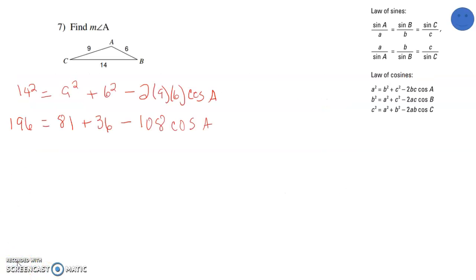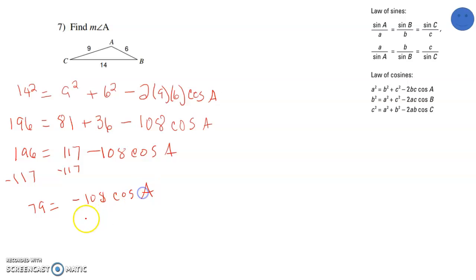I used my handy dandy calculator and I got these numbers right here. Then I'm going to add these up. 196 equals, add those two up, I got 117 minus 108 cosine of A. Now I'm going to subtract 117 from both sides, and that's going to give me 79 equals negative 108 cosine of A. Now I've got to divide by negative 108.